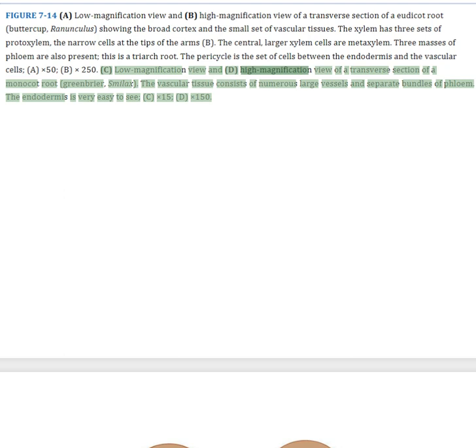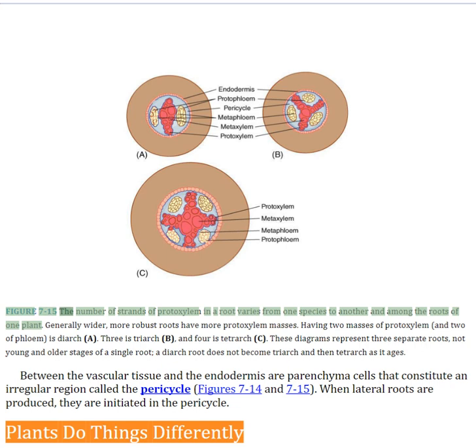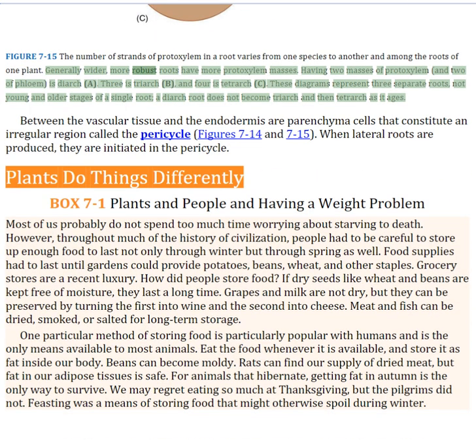Low magnification view and high magnification view of a transverse section of a monocot root. The vascular tissue consists of numerous large vessels and separate bundles of phloem. The endodermis is very easy to see, 15, 150. Figure 7.15. The number of strands of protoxylem in a root varies from one species to another and among the roots of one plant. Generally wider, more robust roots have more protoxylem masses. Having 2 masses of protoxylem is diarch, 3 is triarch, and 4 is tetrarch. These diagrams represent 3 separate roots, not young and older stages of a single root.